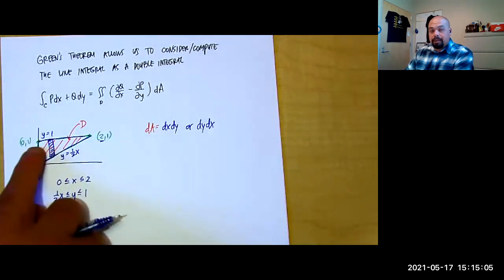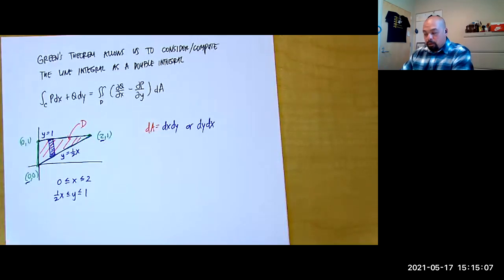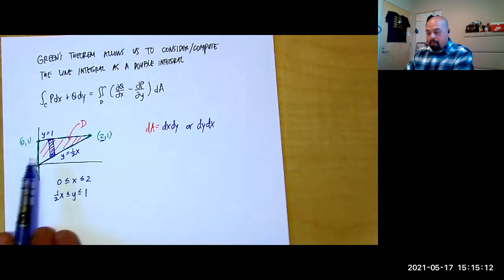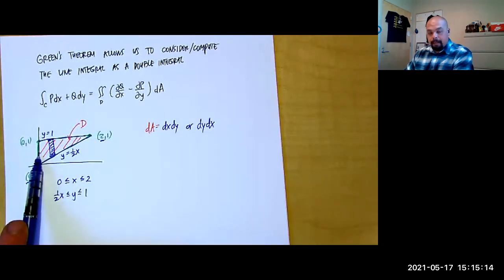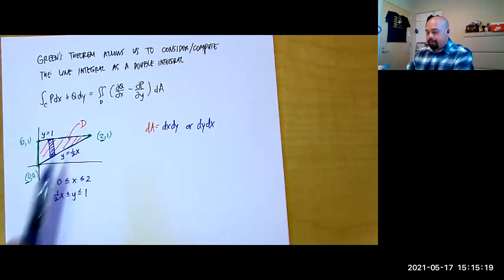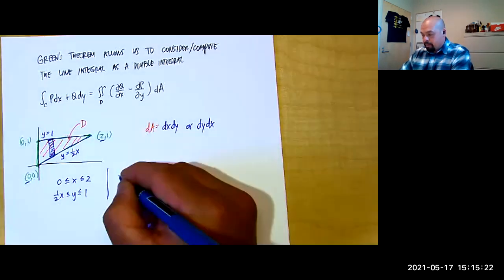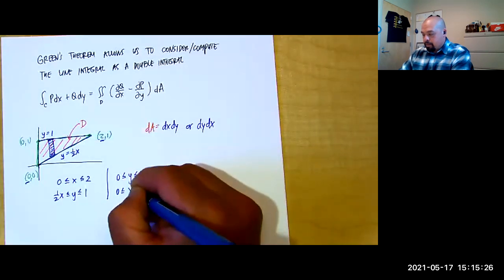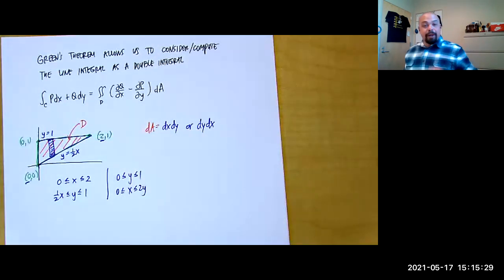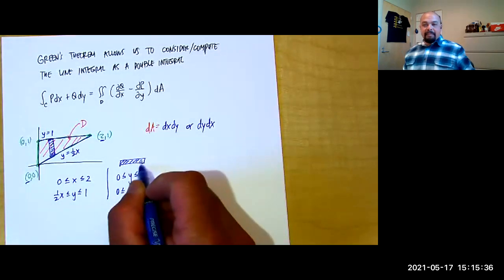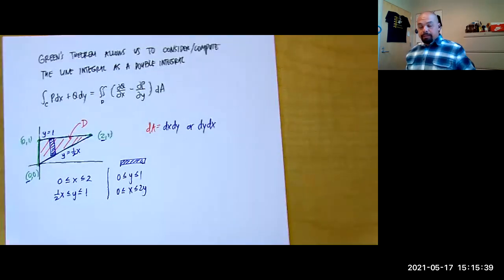We could also go horizontal slices. Y goes from 0 to 1. X goes from 0 out to this line. X equals 2 times y, so 2y down. Depending on which way you want to organize, okay? But that's if you go horizontally, okay? Thinking about that from our double integrals.